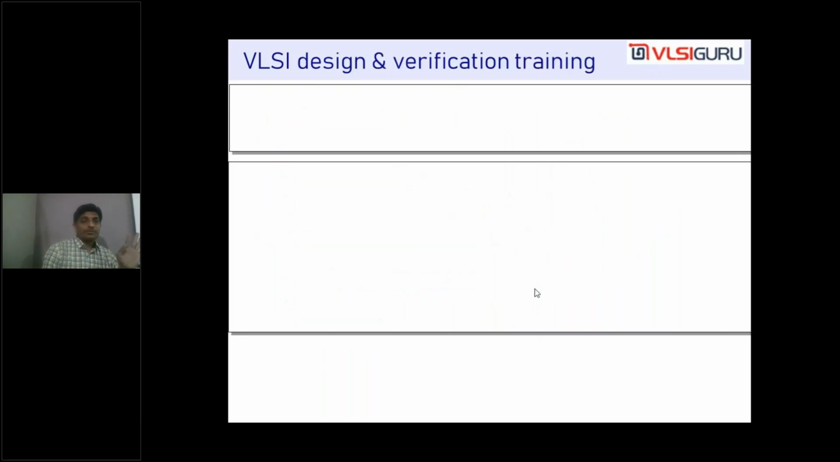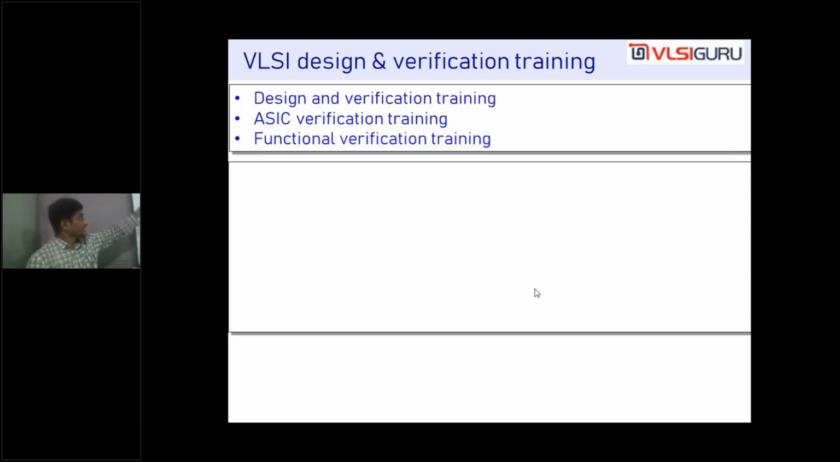Now, talking about design and verification training. Why are we talking about design verification training? Because I believe most of you are here for functional verification training or design and verification training. I told you, right? Everything is the same. Whether you call it design verification training, ASIC verification training, or functional verification training, everything is the same. Okay. One second. What is the time now? 10:54. Let's talk for another 10 minutes and then we'll go for a break.